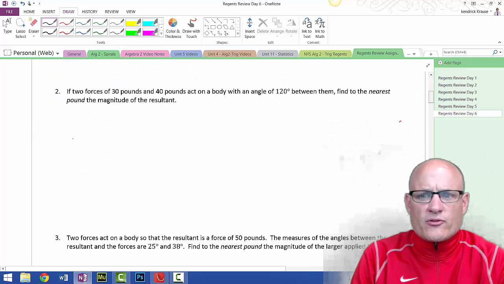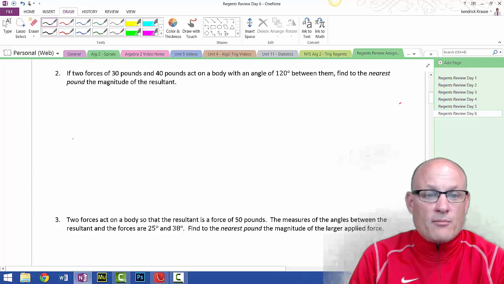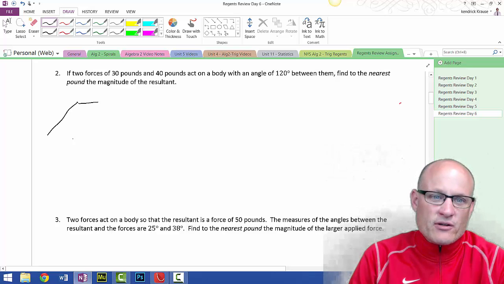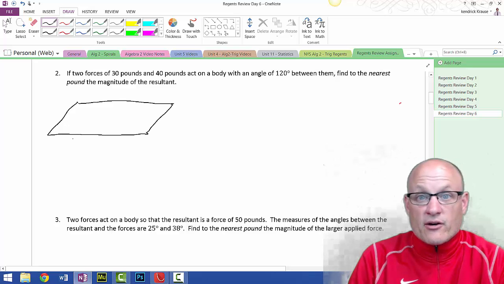If two forces of 30 pounds, I heard the word forces, so draw my parallelogram. By the way, this is very difficult to draw shapes using this. I don't have a piece of paper to follow along, and I'm trying to draw in the air, and it's kind of difficult.